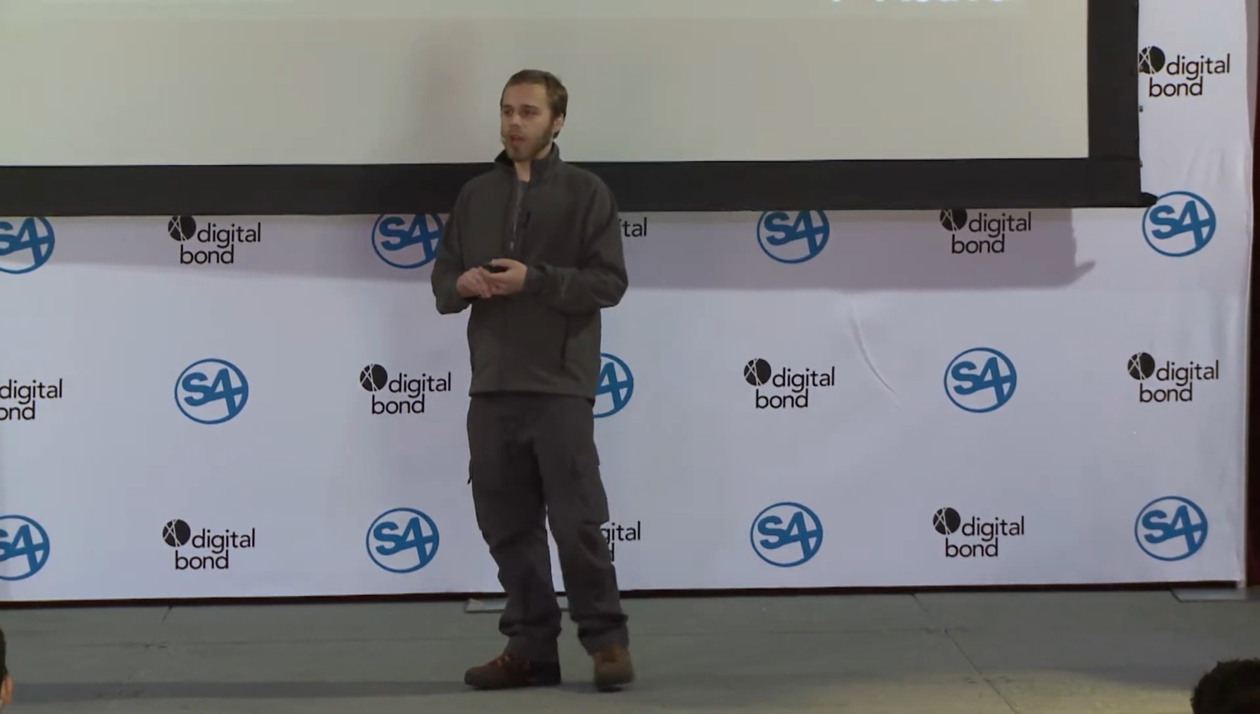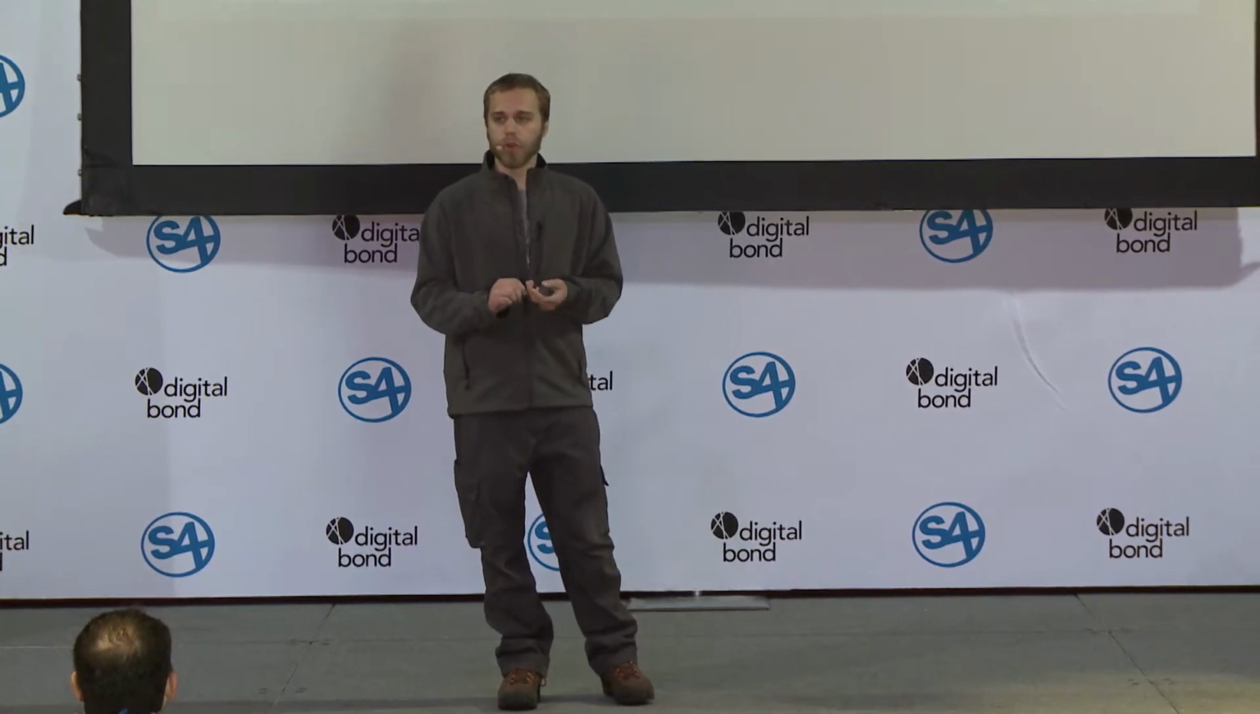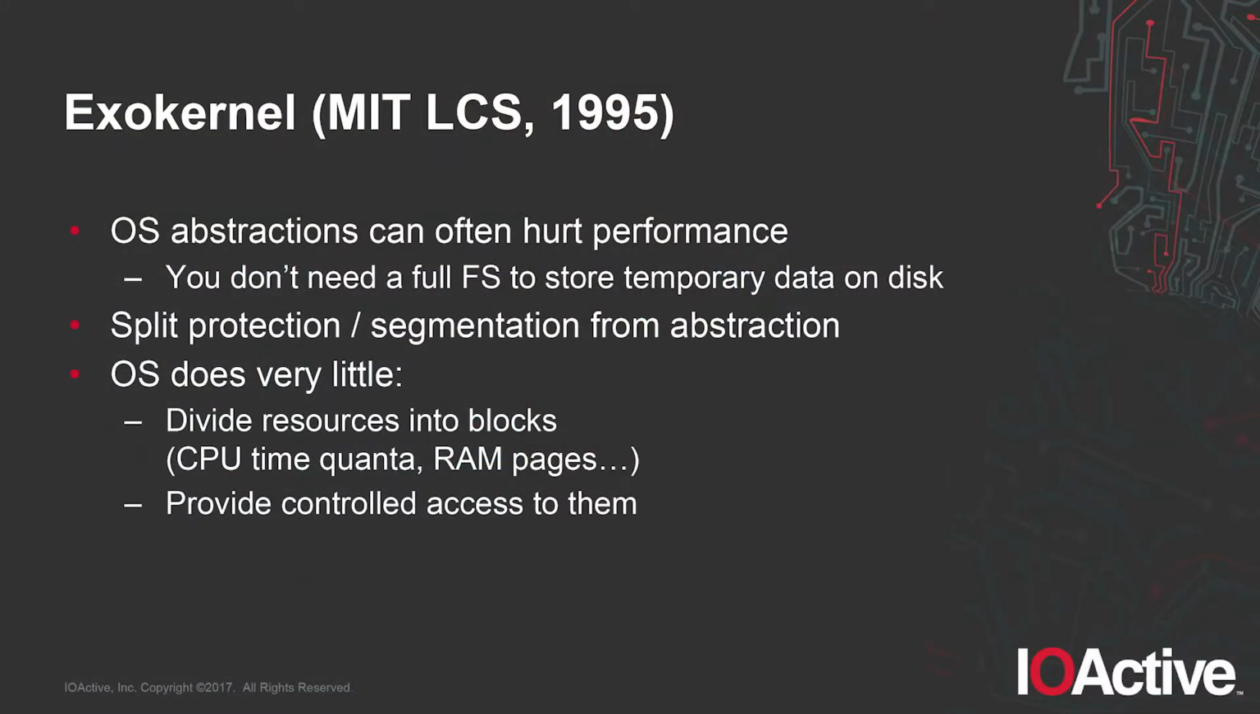And now we're going to get onto a few lesser-known architectures, in particular the Exokernel. This was developed by a group at the MIT Laboratory for Computer Science in the mid-90s, and they weren't even thinking about security. The focus of the Exokernel was performance. And what they saw is that OS abstractions often are bad for performance. If you're just trying to store some temporary data on disk that's too big to fit in RAM, why do you need a directory tree and a named file system? It's just getting in the way.